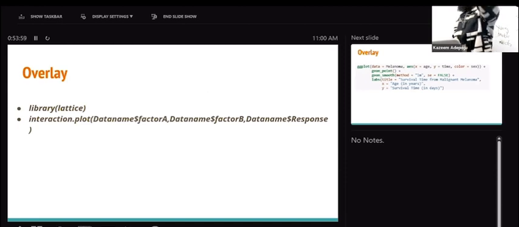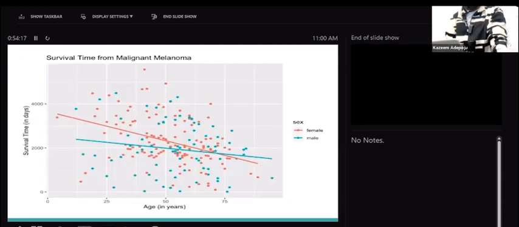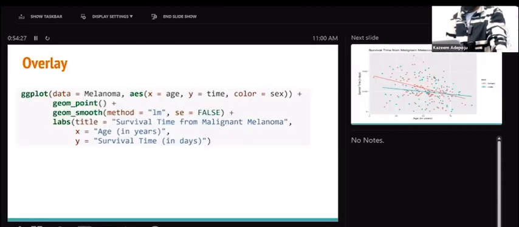Interaction dot plot, put the name of your data, then the factor A, you are considering age, then gender, and the interaction, right? So if you follow this code, you will have your graph. Okay. So this is another example of how to plot two quantitative variables, putting into consideration the qualitative. That is the end of that.